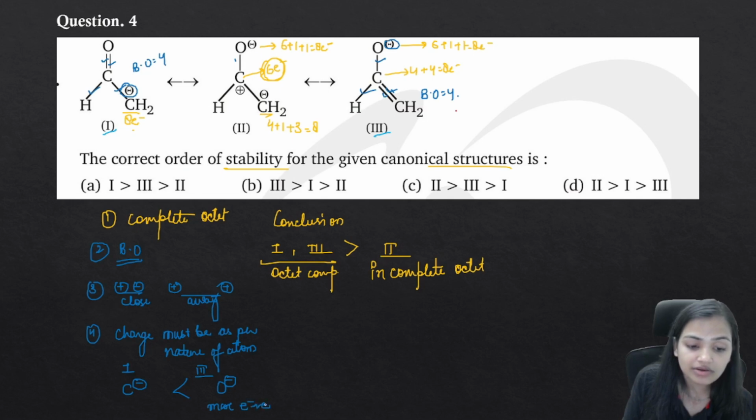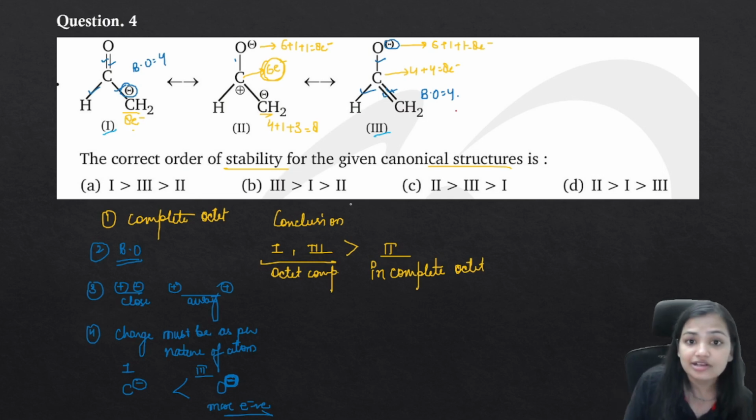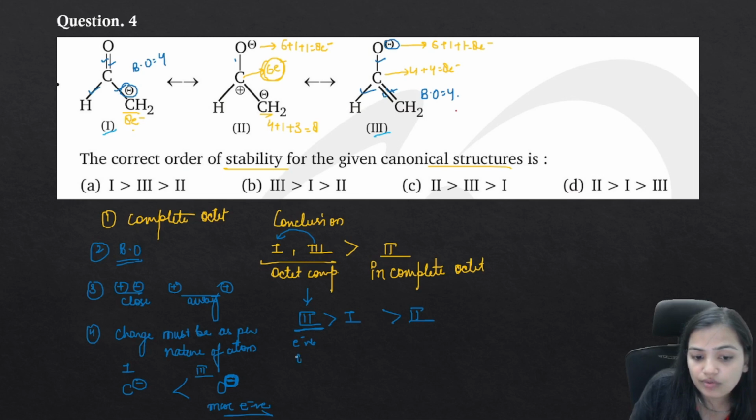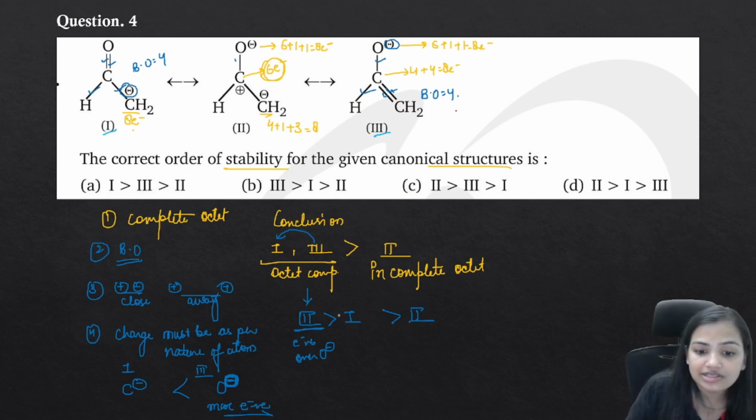Oxygen is more electronegative, and a negative charge over an electronegative atom is stable. So oxygen, being the more electronegative species, bears a negative charge more stably. So the third structure is going to be the most stable, then the first, and then the second. Why third? Because here we have a negative charge over oxygen, which is more stable than in the second. So the correct order is 3, 1, 2.